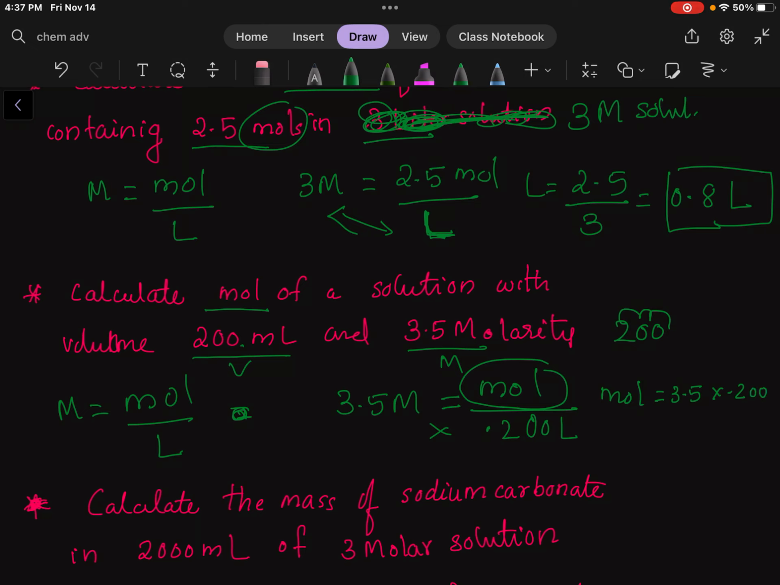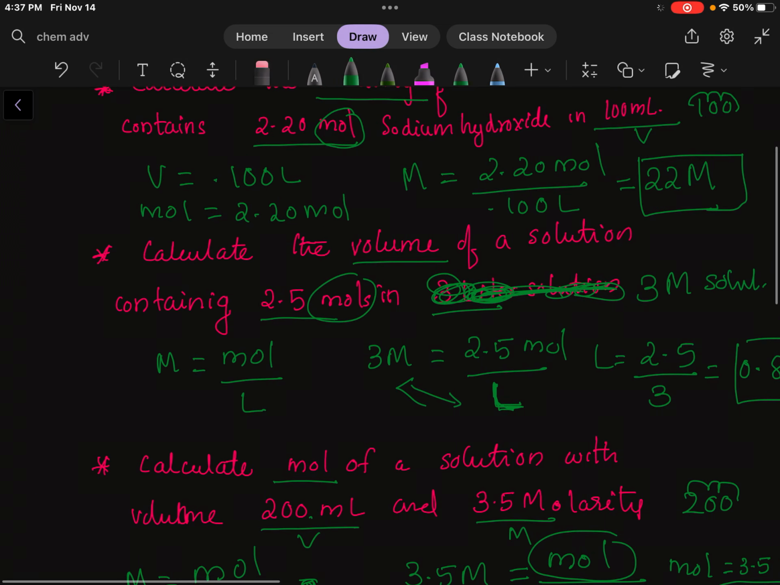So that is 3.5 times 0.200. It is 0.7, and I will keep 2 sig fig, which is 0.70 mole, because leading zeros are not significant. So those are the direct questions.